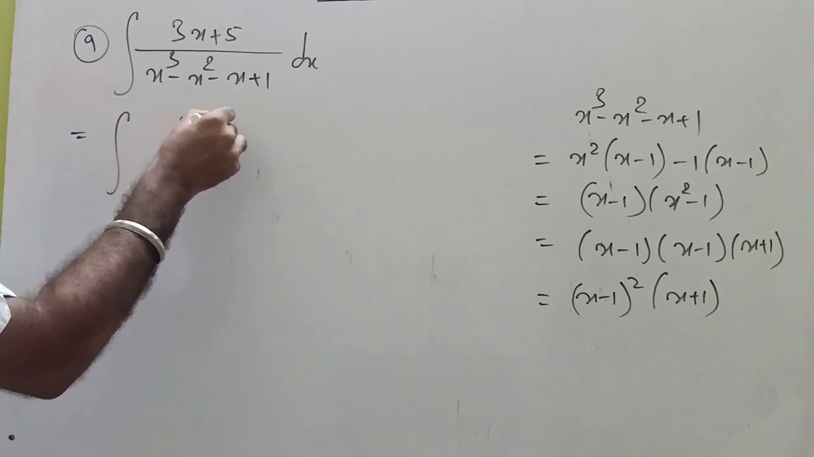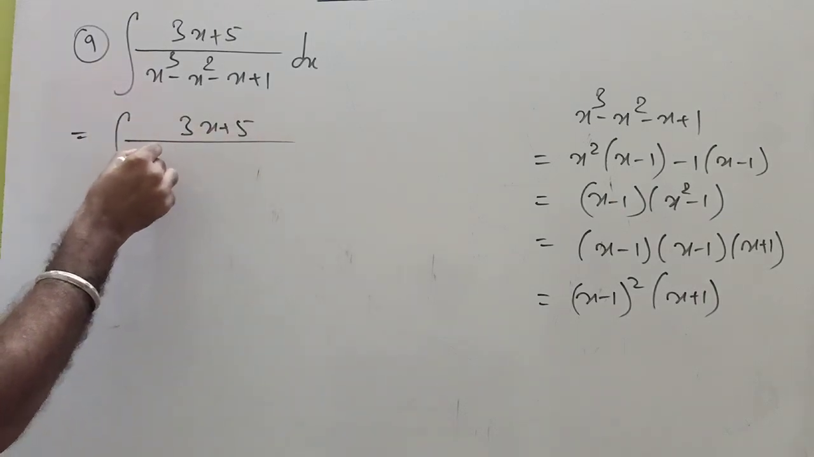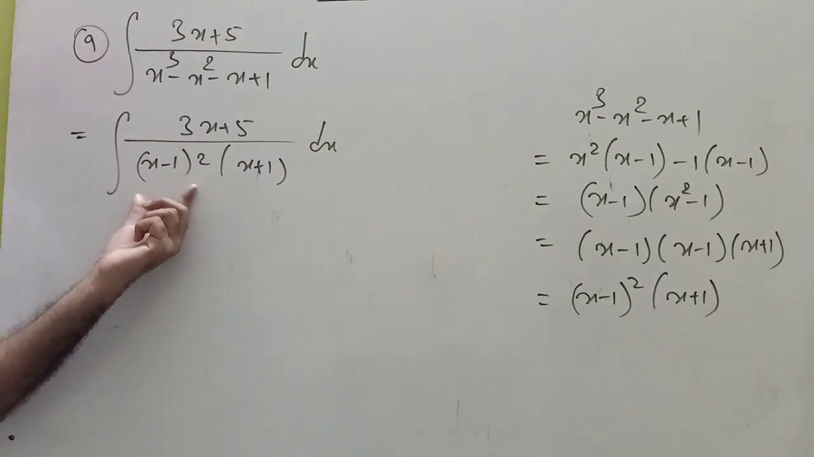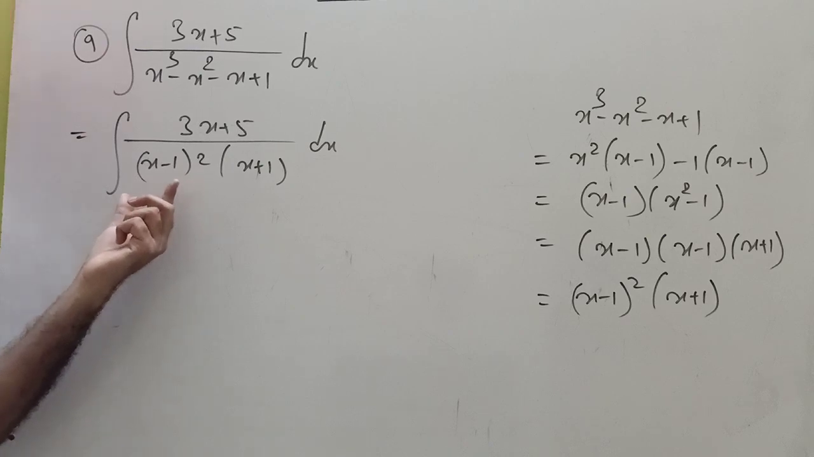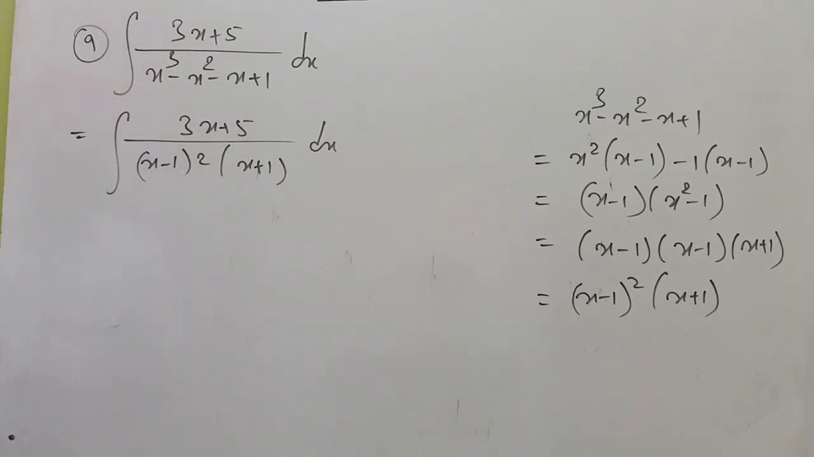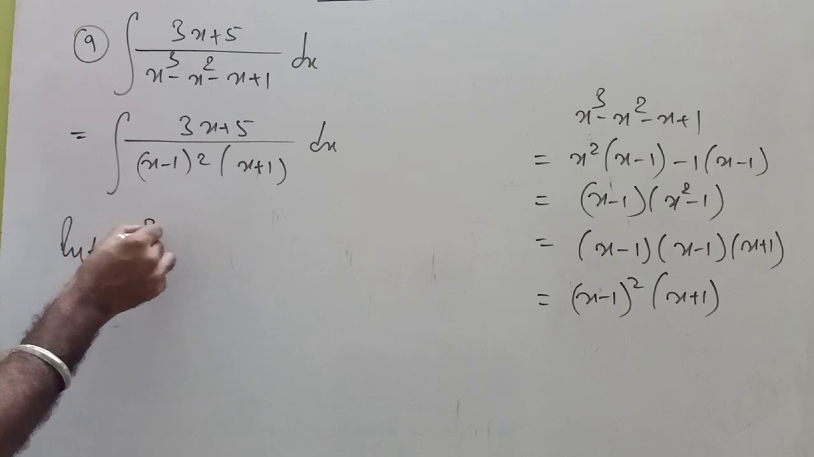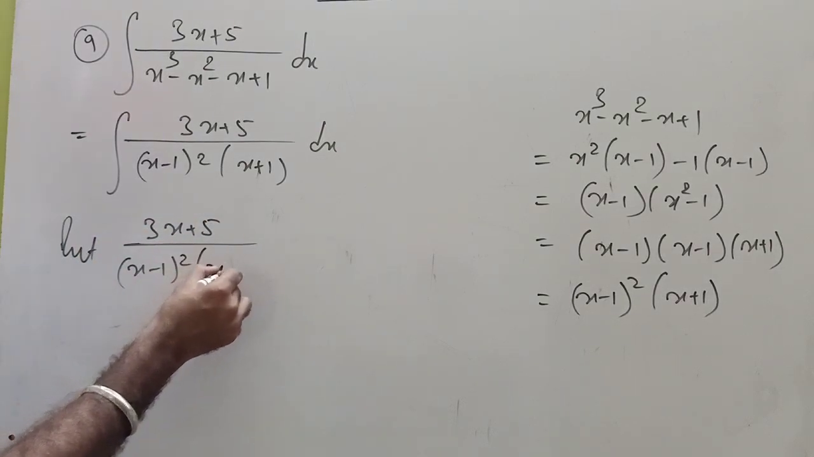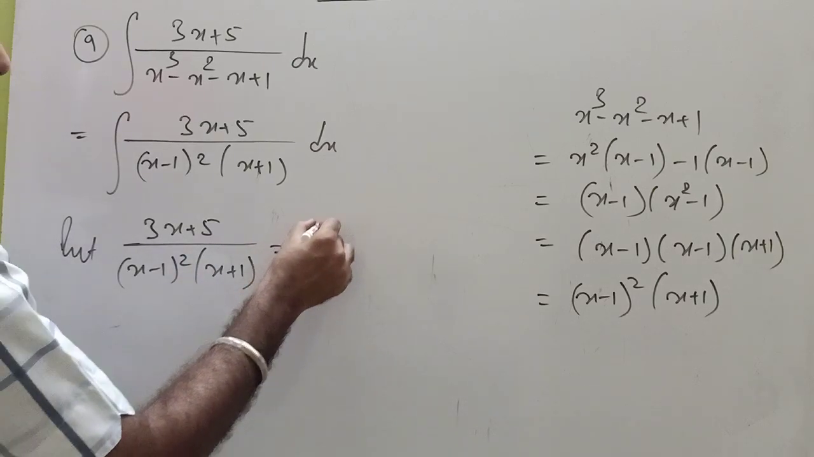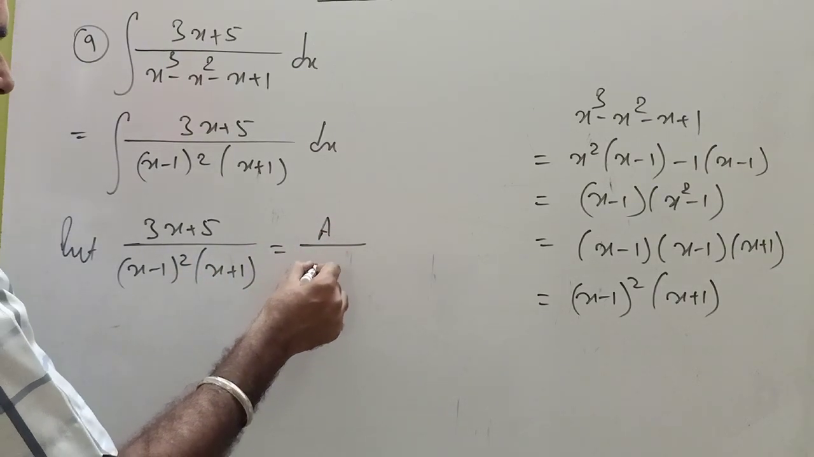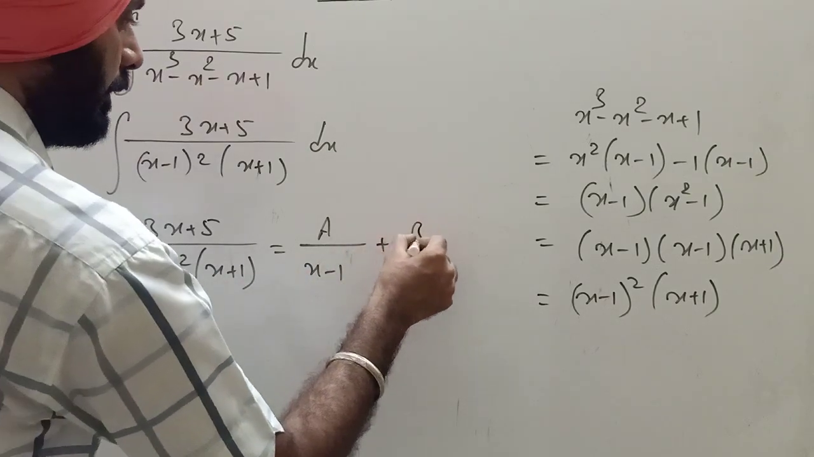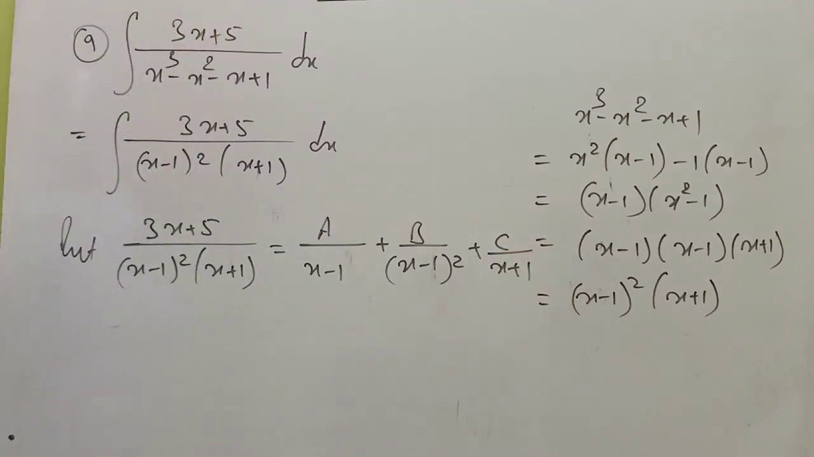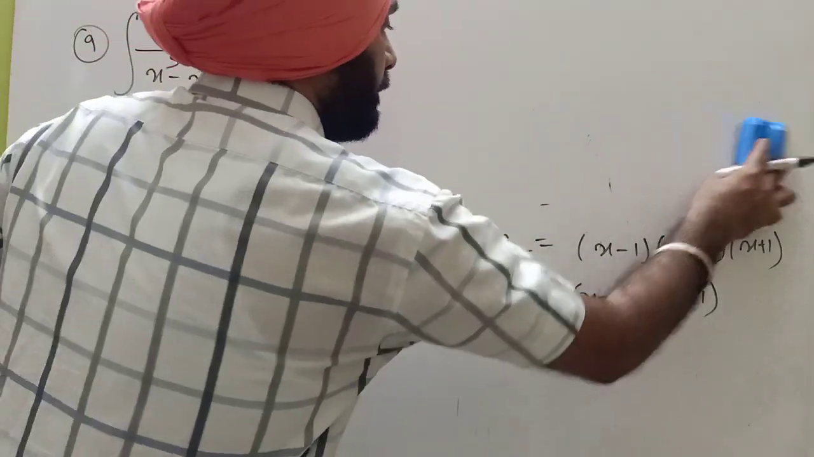So the integrand becomes 3x plus 5 divided by x minus 1 whole square into x plus 1. Now this is a factor whose power is 2, means it is repeated 2 times. So we will apply case number 2. Put 3x plus 5 divided by x minus 1 whole square into x plus 1 is equal to a by x minus 1, let us take first this factor, plus b over x minus 1 whole square, plus c over x plus 1.